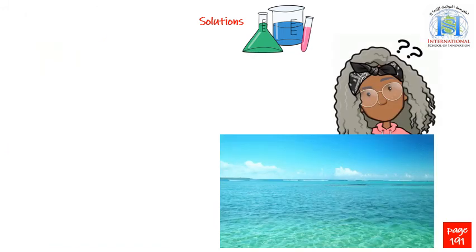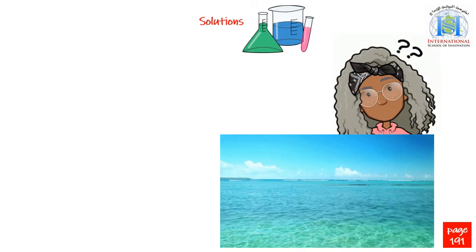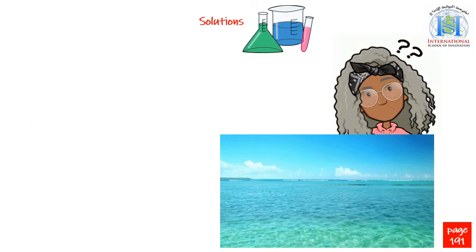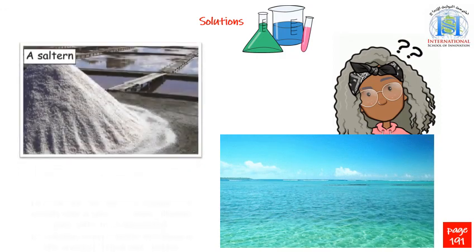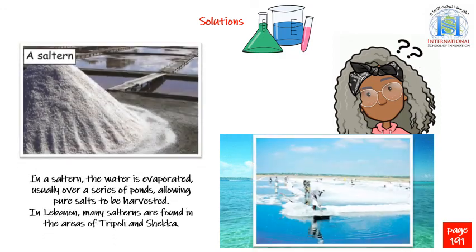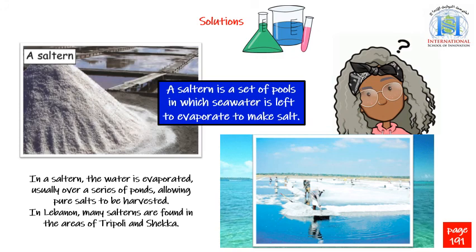How can we get salt now from salt water? What can we do? Yes, using the evaporation process. Salterns are buildings or places where salt is made by boiling or evaporation. So a saltern is a set of pools in which seawater is left to evaporate to make salt. Do you know that many salterns are found in Lebanon?